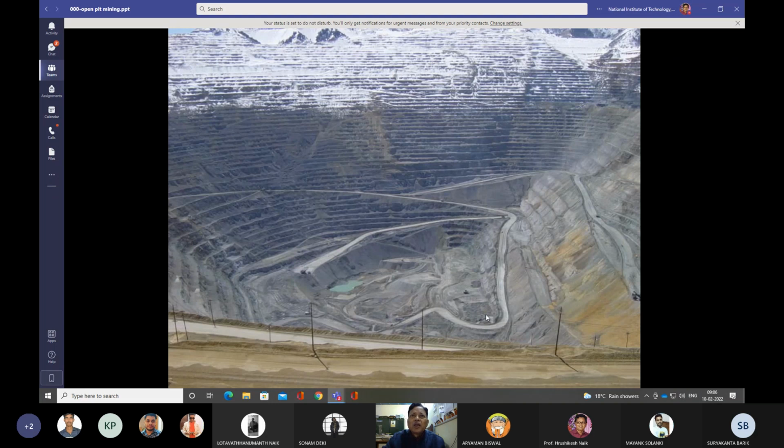And here also, in this figure, you are able to see a big mine, and how the haul roads are designed, how the material is transported. So this is the shape of the open pit mining, how the open pit mining looks. So this is the bottom of the pit. At the bottom of the pit you'll get water, because from the strata a lot of water will be coming out. So this is the way the open cast mining is carried out.